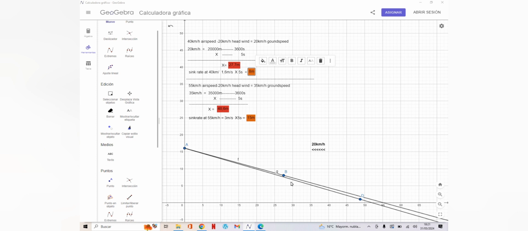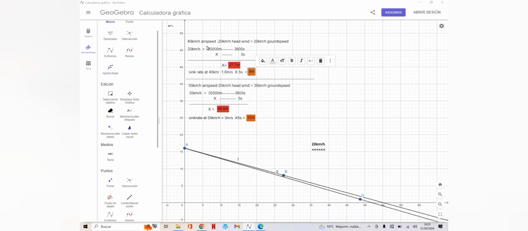So we are going to have two different scenarios at two different speeds, 55 and 40, but both flying into headwind, which is 20 kilometers per hour. At 40, we have a sink rate of 1.6, and at 55 we have a sink rate of 3 meters. So we're going to check how the glide behaves.